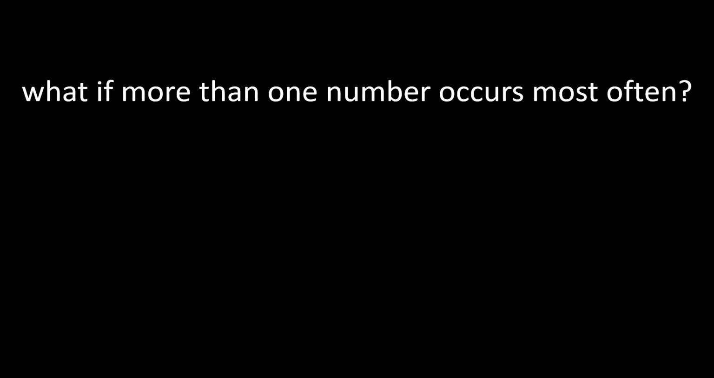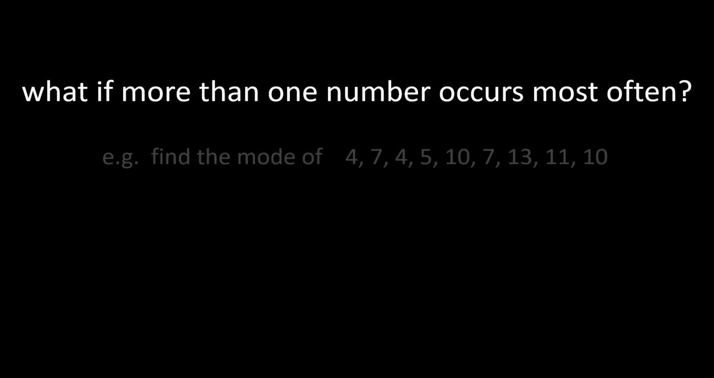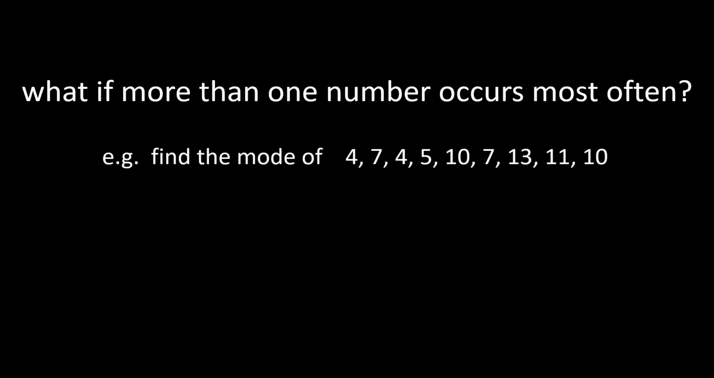Excellent. But what if more than one number occurs most often? What do we do then? Let's have a look then. So we've got 4, 7, 4, 5, 10, 7, 13, 11, 10. Well, let's have a look and get rid of the numbers that occur once. So I can get rid of that 5. There's a 13 and there's 1 11, and we can see there's 2 4s, 2 7s, 2 10s. So those 3 numbers occur most often. So we just say the mode is 4, 7 and 10.